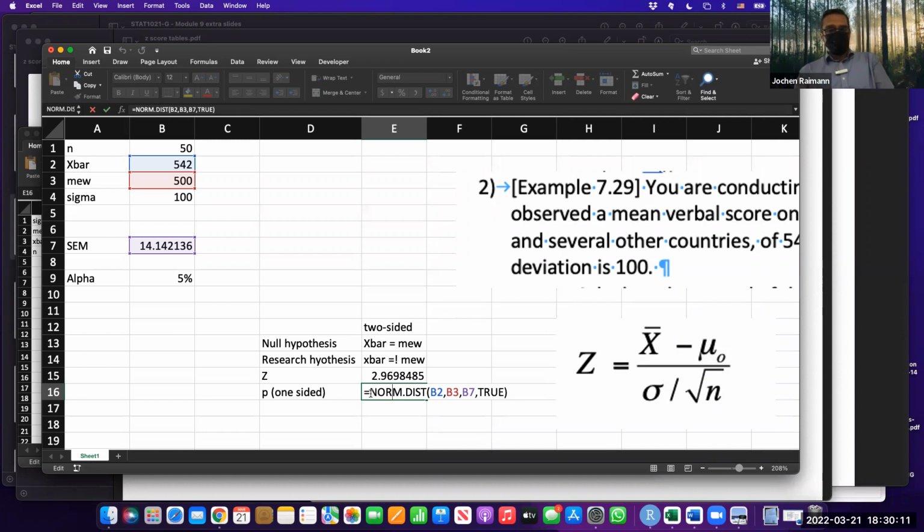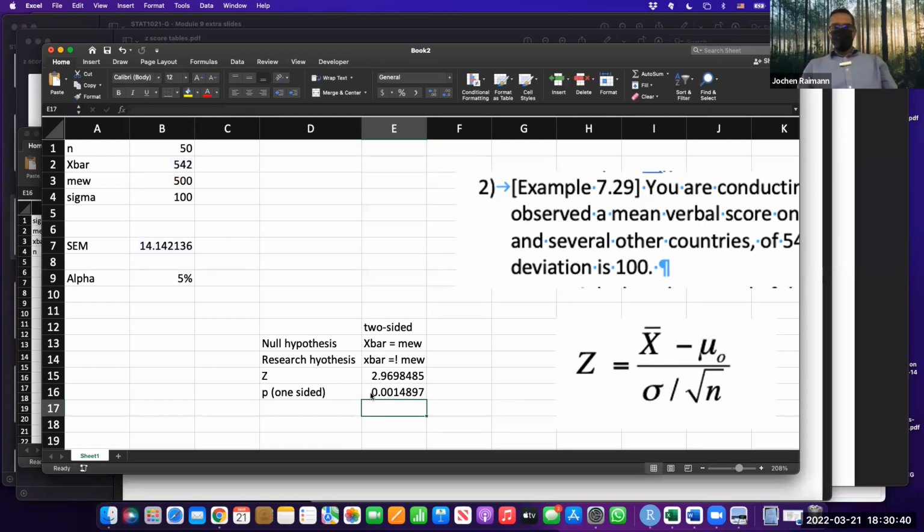And this is a little tricky, because now you need to go before the formula, before that norm.dist, and you calculate one minus that. One minus norm.dist. So you click into this cell, you get that formula, and you calculate one minus this norm.dist. Gives you a very small number, which is 0.0014897. So that's a one-sided p-value.